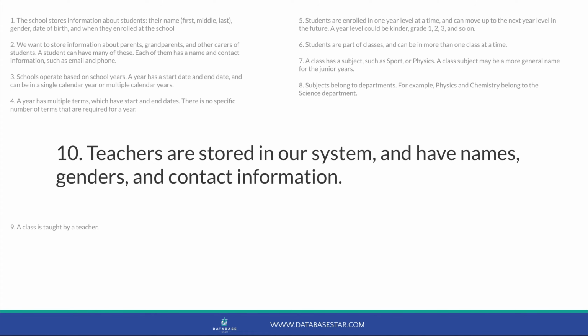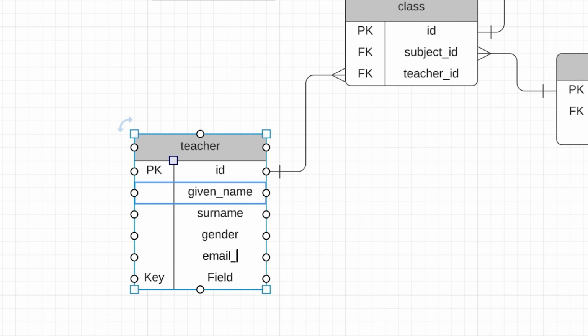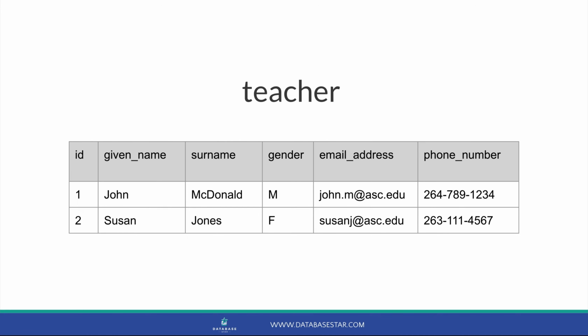The next requirement shares more about teachers and mentions they have names, genders, and contact information. For our design, this means we can add a few more fields to our teacher table. We'll add a given name, a surname, a gender, an email address, and a phone number. Here are some sample data for our teacher table. We can see that along with the IDs, we have some names, gender, and contact details. Requirement 10 is now met.